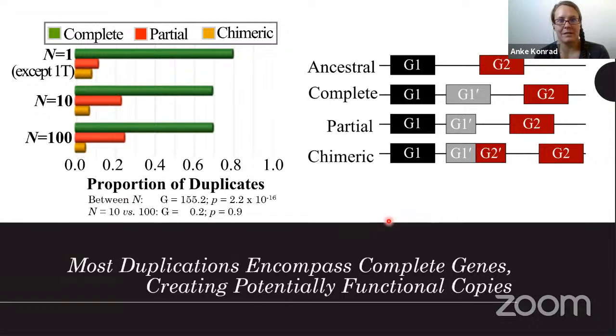And finally, this is in large part due to the fact that most duplications span more than one gene, or more than two genes in most cases. The vast majority of genes that are duplicated are complete in all three population sizes. Even though you do have differences between the three different population sizes, because on average the length decreases for the size N10 and 100, and hence you have fewer complete genes there than you do in the smallest population size.